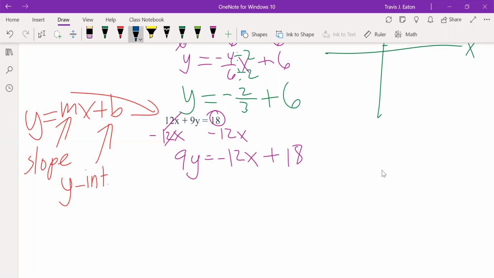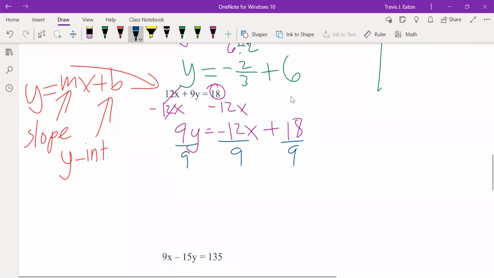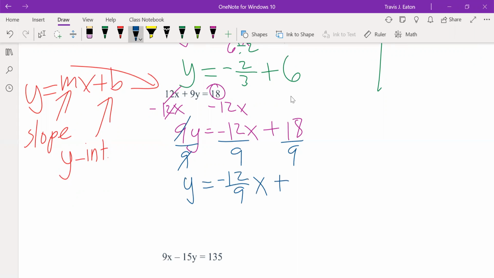All right, we're almost there. The next step here is to divide both sides by 9, and that means we have to divide everything by 9. Every term must be divided by 9 in the equation. Now, when we do that, 9 divided by 9 is 1. 1 times y is just y. So there, we've got y all by itself on one side of the equation. Now, negative 12 divided by 9, first of all, is just going to be negative 12 ninths multiplied by x, plus 18 divided by 9 is 2.